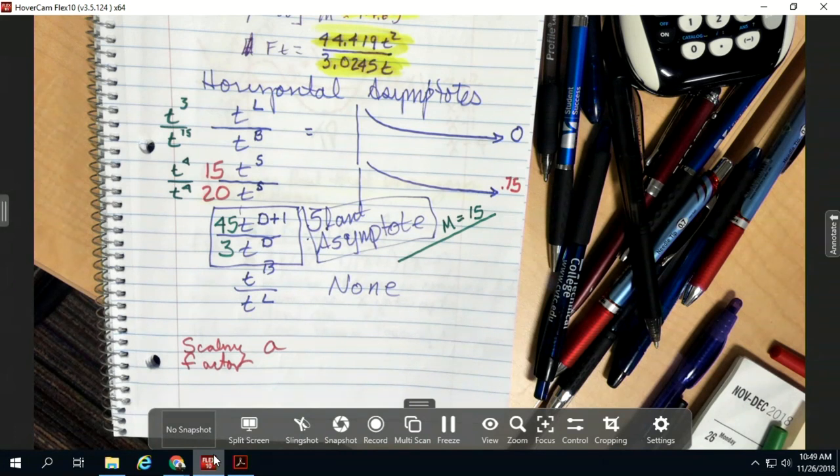So as I get closer and closer to infinity, my answer gets closer and closer to 0.75. So let's say I had 1 billion people. 1 billion to the 4th divided by 1 billion to the 4th. Everybody agree those two are going to cancel out? What am I left with? I'm left with 15 over 20. 15 over 20 is 0.75. Okay? The next one.